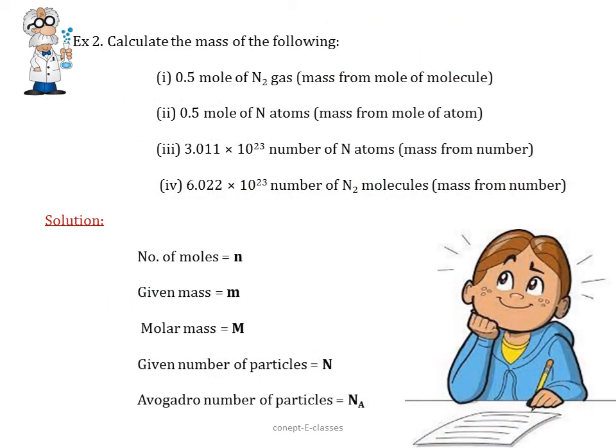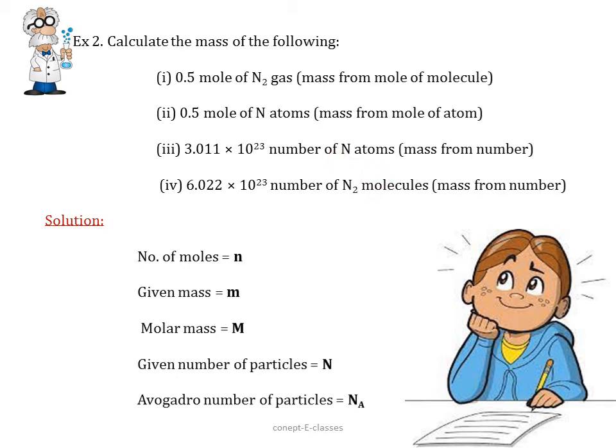Now let's see example 2. We have to calculate the mass of the following: 0.5 mole of N2 gas. We have to calculate the mass from the given mole of a molecule. Then, 0.5 mole of N atoms, which is the mass from moles of an atom. Then 3.011 × 10^23 N atoms, that is, we have to calculate the mass from the number of particles. Then 6.022 × 10^23 N2 molecules. We have to calculate the mass from the number of N2 molecules.